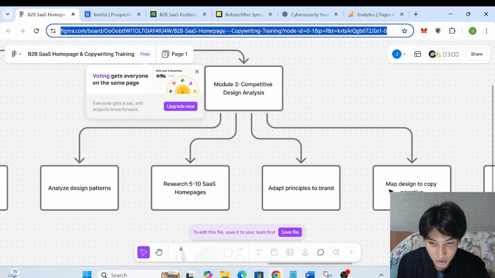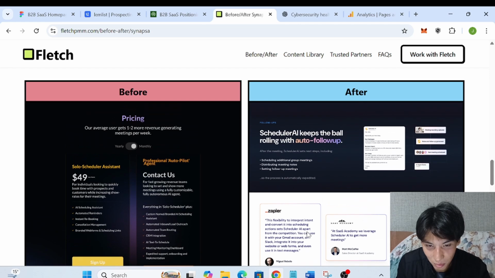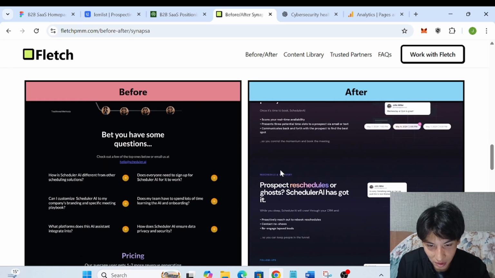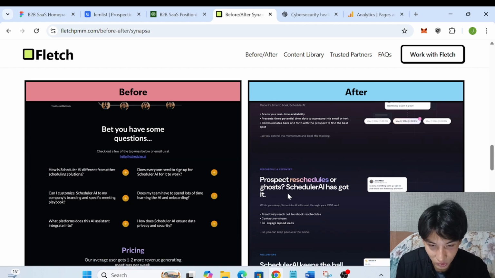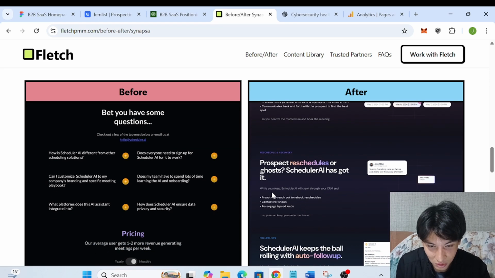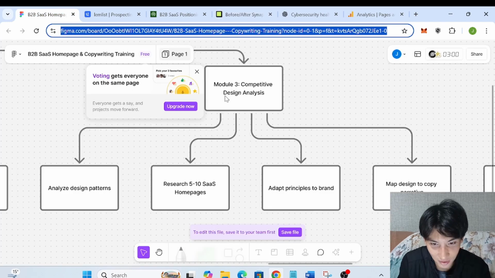And then you're going to have to map the design to the copy narrative. So for example, after seeing this framework right here, where you give a little bit of a pain question, and then you state that you have a solution, and you state how you got to the outcome, you can copy this framework, while adhering to your branding and copywriting guidelines. Now, what exactly do copywriting guidelines mean?